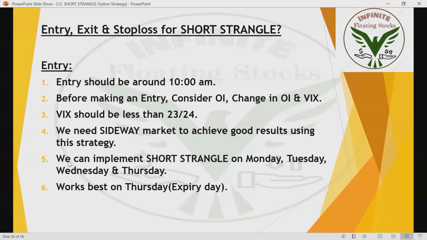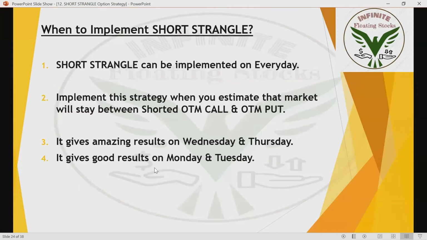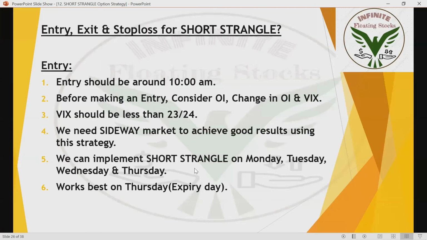Remember this point: we can implement short triangle on Monday, Tuesday, Wednesday, and Thursday. I already told you in the previous slide. It gives amazing results on Wednesday and Thursday, and it gives decent or good results on Monday and Tuesday. It works best on Thursday because it's an expiry day. Thursday is best.